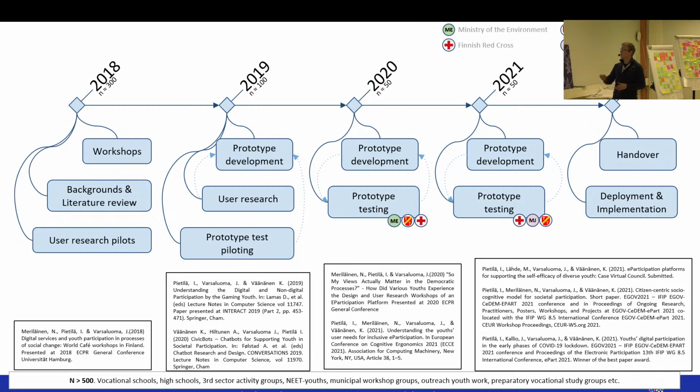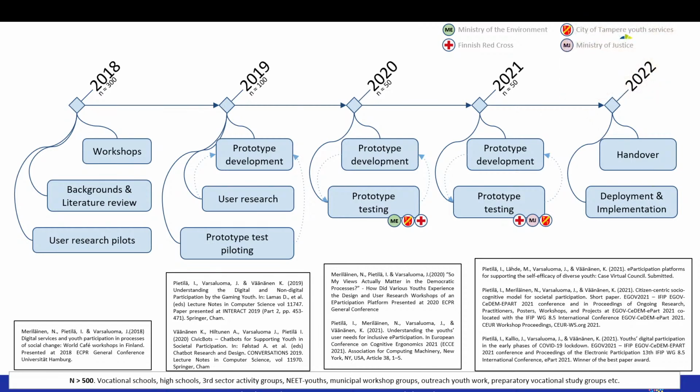So then we started working on the first version of the prototype. We continued our user research. Then we had the first functional prototype pilot testing in 2019, and then it was iterative. Then the collaborators jumped in when we had the functional prototype: City of Tampere, also Ministry of Environment and Ministry of Justice. Ministry of Justice was our main collaborator in this Digiraati process.